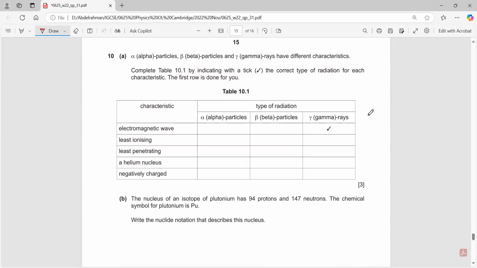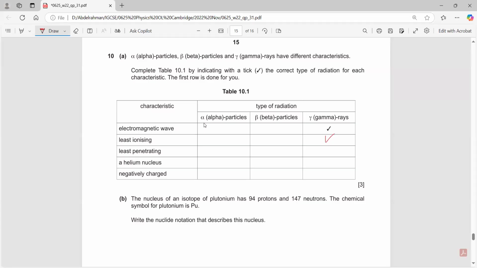Moving on to question 10. Type of radiation and the characteristics of this radiation. Indicate with a tick the correct type of radiation for each characteristic. So the gamma rays, it is an electromagnetic wave. Which is the least ionizing? Yes, the gamma rays as well.